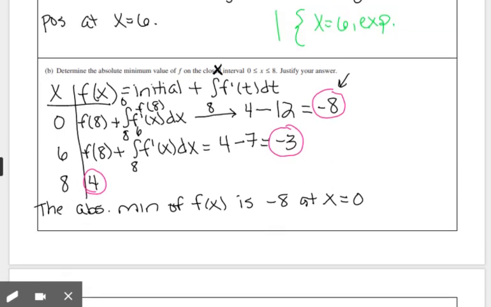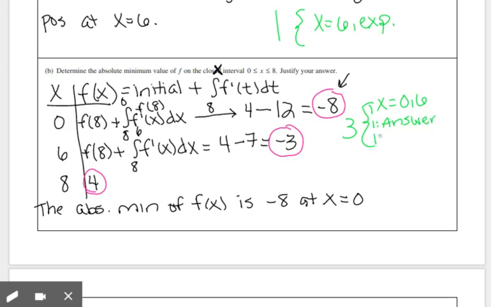In terms of points for part B here, this was worth 3 points. All right, so it was a point for did you consider x equals 0 and 6? So did you look at the correct values? It was 1 point for finding the right answer, so negative 8.